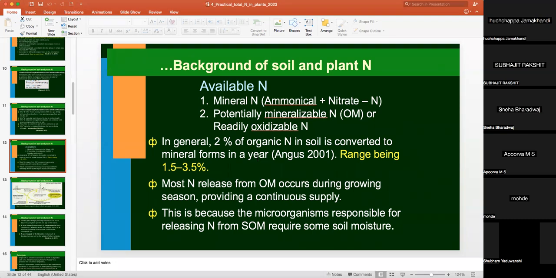Because we have a high proportion of ammonium nitrogen as exchangeable ammonium, and a small fraction is in solution form. Most nitrogen released from organic matter occurs during the growing season, providing a continuous supply. So after the decomposition of organic matter, some of this will go to the soil solution and some will go to the exchangeable sites, so therefore it will be in equilibrium. This is because the microbes responsible for releasing nitrogen from soil organic matter require some soil moisture also.